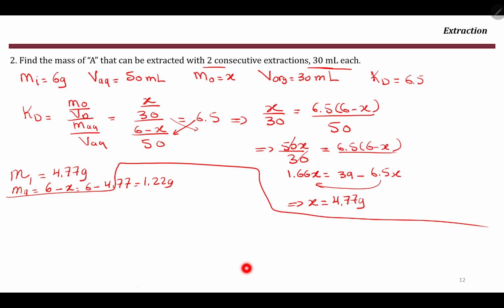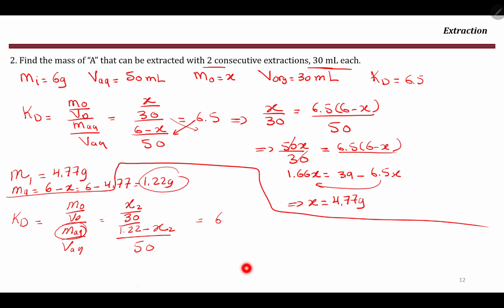So when I do the second calculation now, I will put KD equals mass organic, V organic, over mass aqueous, V aqueous. This is X2 now. Volume organic is again 30 milliliters. Mass aqueous is initial, but the initial amount now is 1.22. Remember, this is a second extraction, minus X2 over 50. And this whole thing is equal to 6.5.